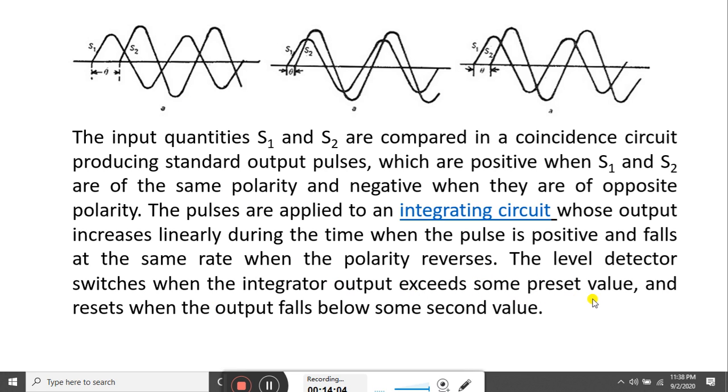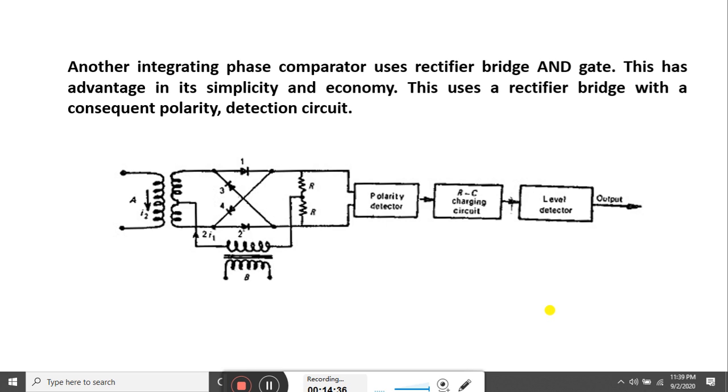As I have already told you, a preset level is determined in the level detection circuit, so that if the input quantity reaches that set value, it will give the output. When the integrator output exceeds the preset value, it will switch, and it will reset when the output falls below another value. That is how the integrating type phase comparator operates.